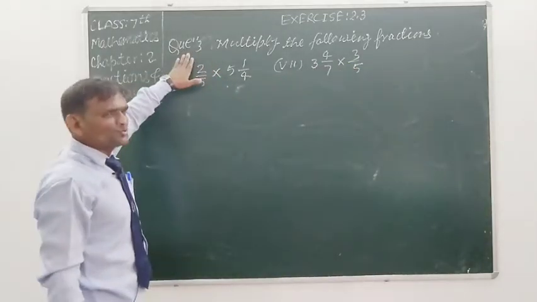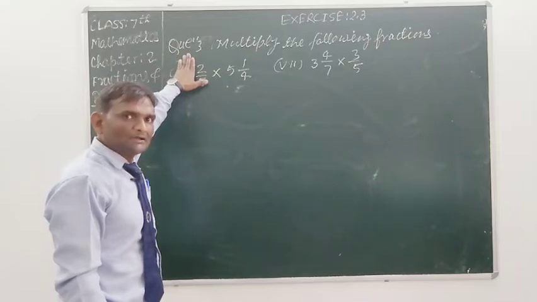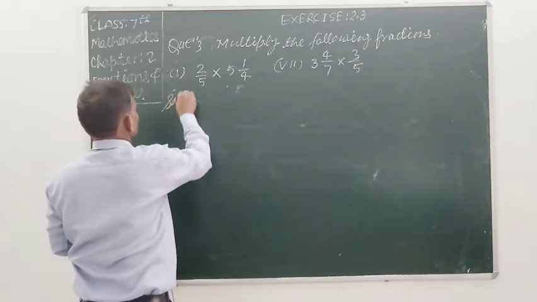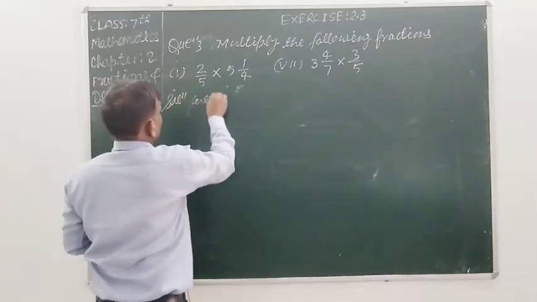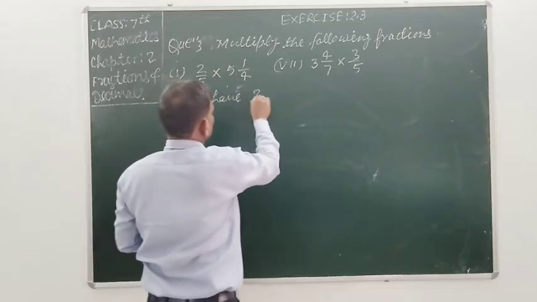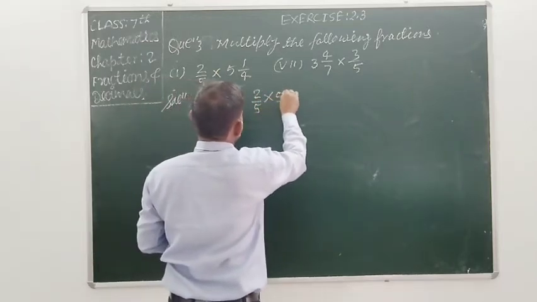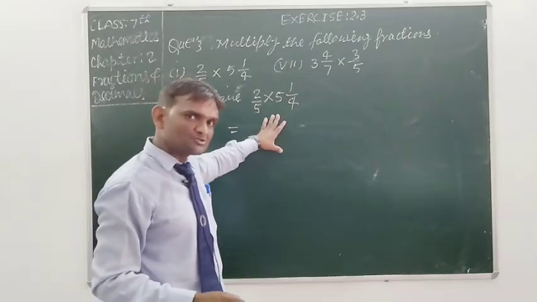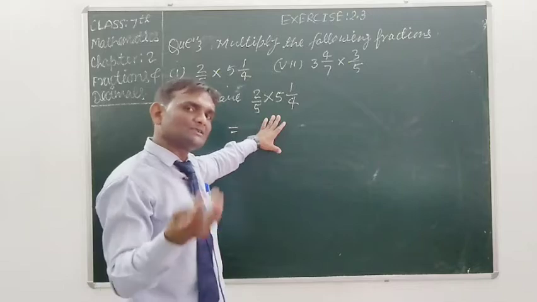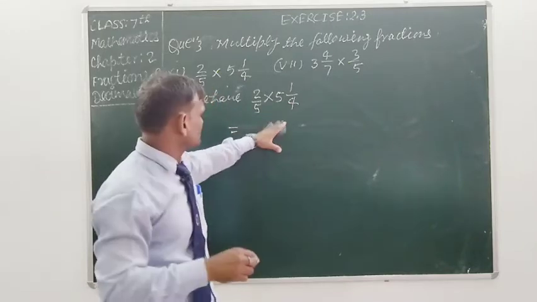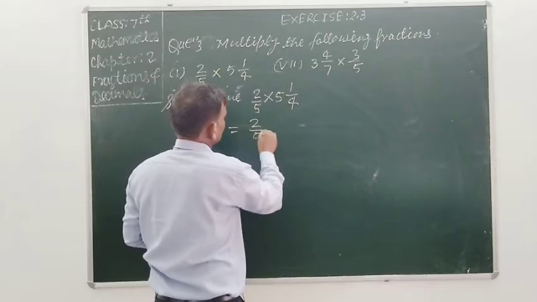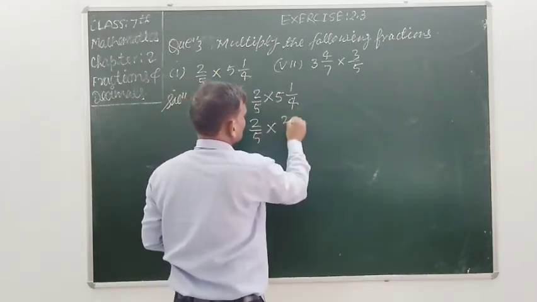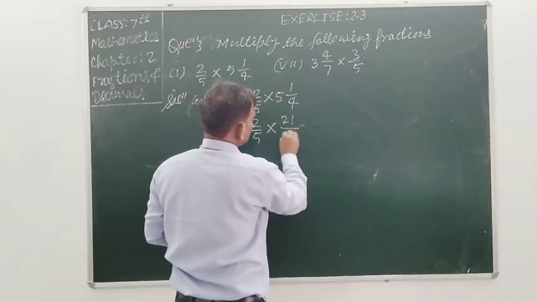So student, as in question number 2, you will solve question number 3 also. So we have 2 upon 5 into 5 whole 1 upon 4. Student, I have told you, if in a question you are seeing a mixed fraction, firstly make it an improper fraction, after this do according to the question. So 2 upon 5 into 5 4s are 20, 20 plus 1, 21 upon 4.